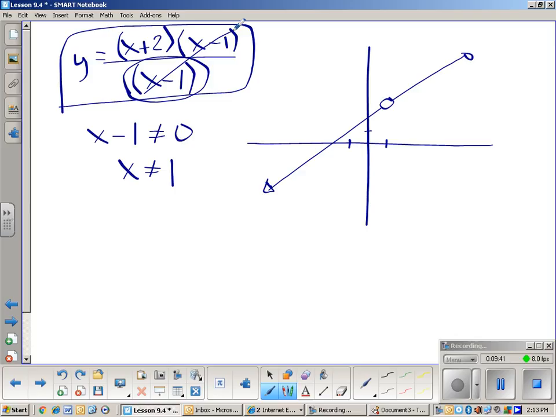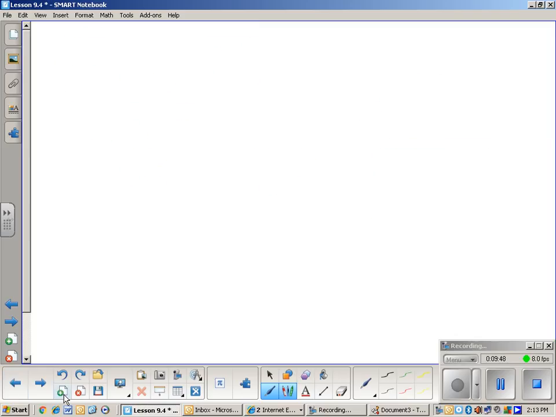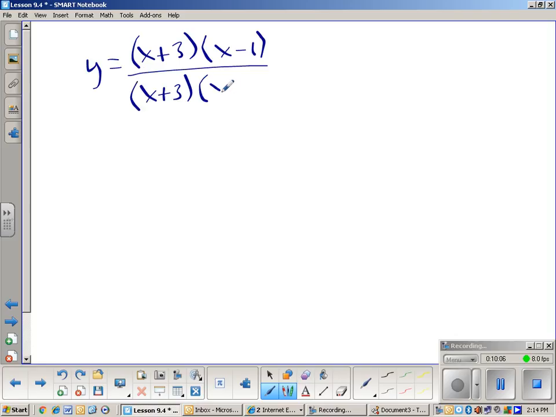I want you to look at this one. Add a new page. I want you to look at this one. Y equals x plus 3, x minus 1 over x plus 3, x plus 1.